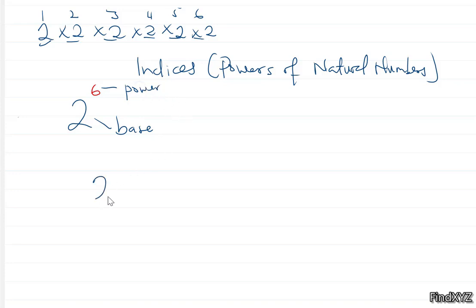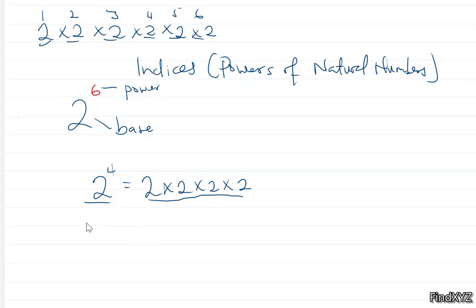Alright, so given 2 to the exponent 4 or 2 to the power 4, the interpretation is that 2 is multiplying itself how many times? 4 times. So we can expand this as 2 times 2 times 2 times 2. 2 to the power 4 can be written as 2 times 2 times 2 times 2 or 2 to the exponent 4, which is way simpler and faster.